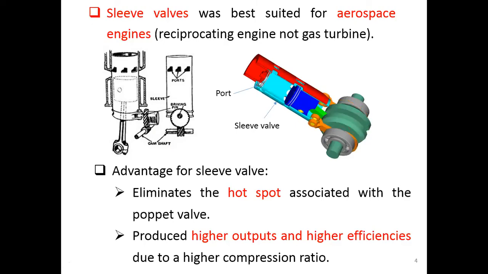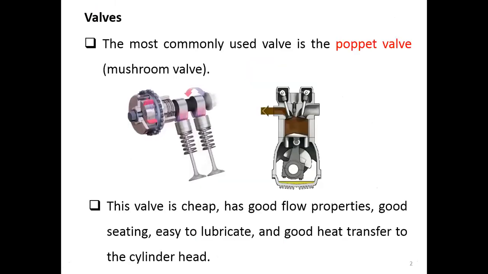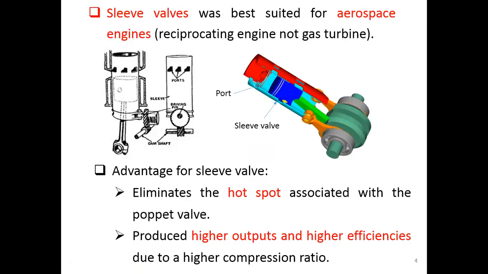Because the poppet valve has a face that looks like this, the surface area is not that much, so it has a chance to create some hot spot on that surface area. But for the sleeve valve, the surface area is higher. So there is no hot spot that comes up with the sleeve valve here.